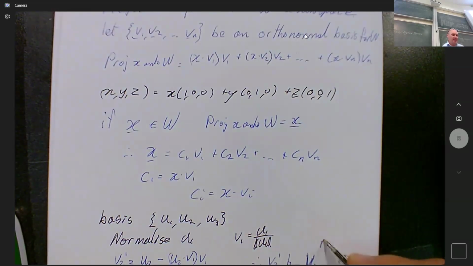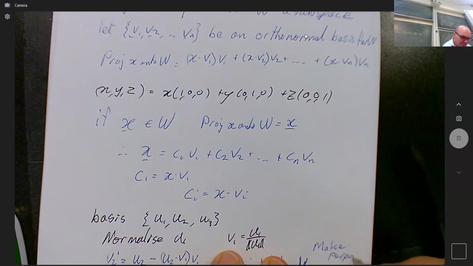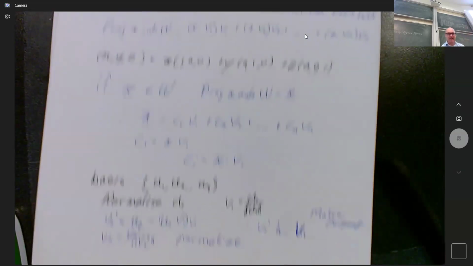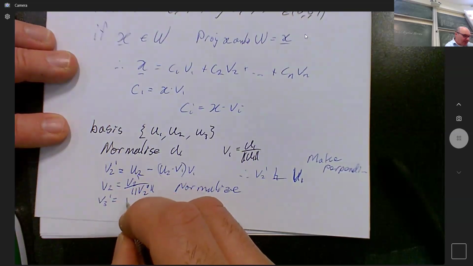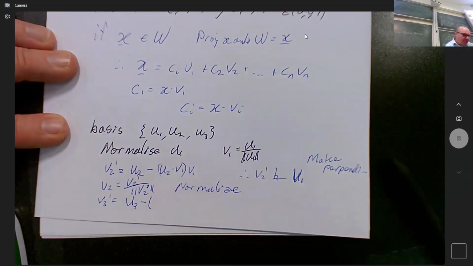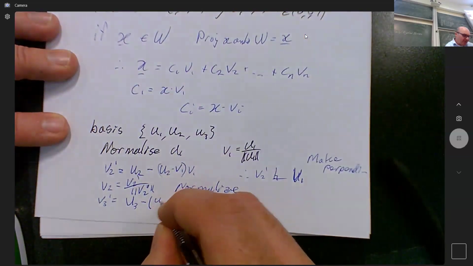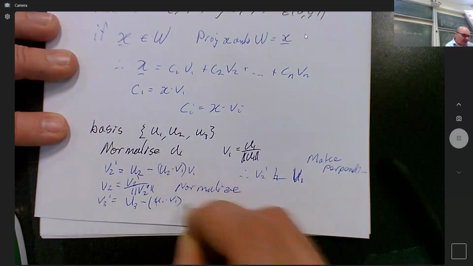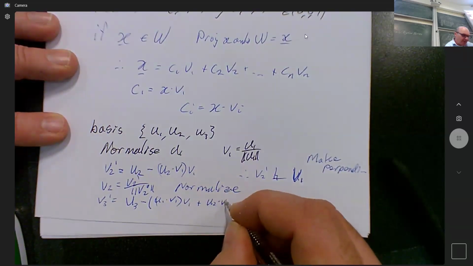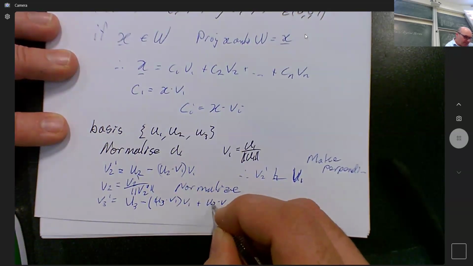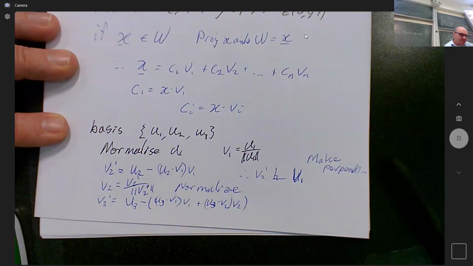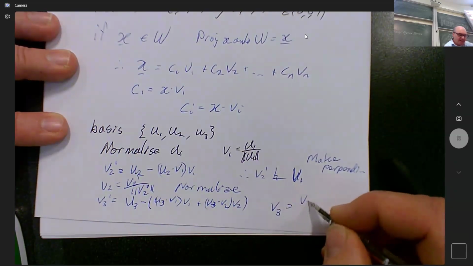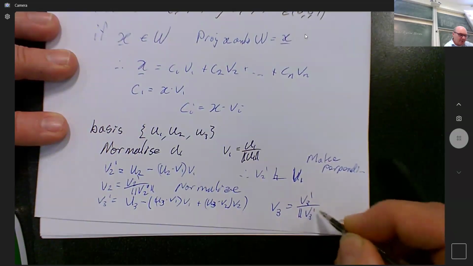Dot, dot, dot. We'll let you fill in the blanks. And so then I do the same thing. V3 dashed is equal to U3 minus, and this is where the projection comes in, U3 dot V1 times V1 plus U3 dot V2 times V2. And then V3 is just V3 dashed over the length of V3 dashed.